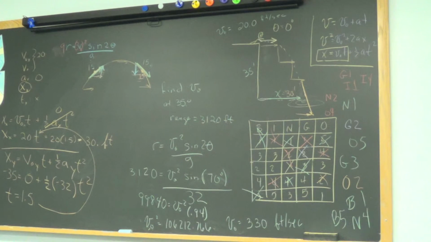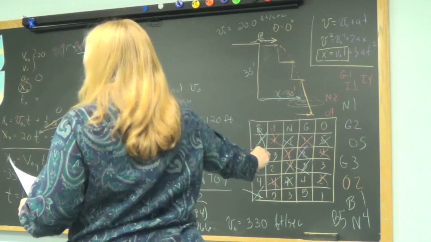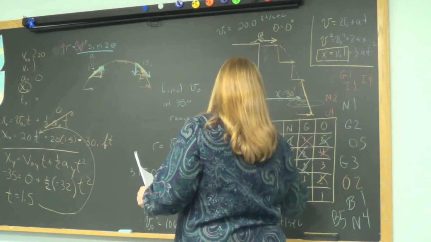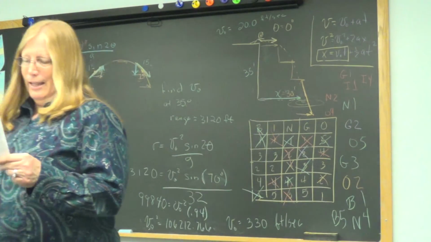Bummer. Did we do the one where the ball reaches its max height in 2.2 seconds? How long does it take the ball to land, assuming we have parabolic motion? Just take that number and double it. 4.4. You may cross out O4 and 3. Bingo.